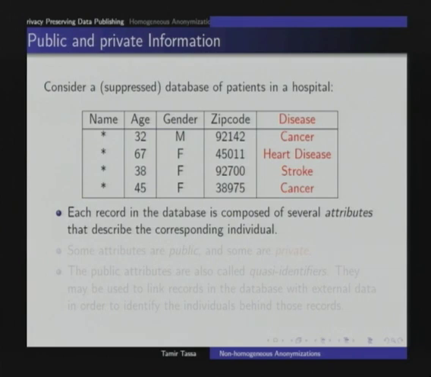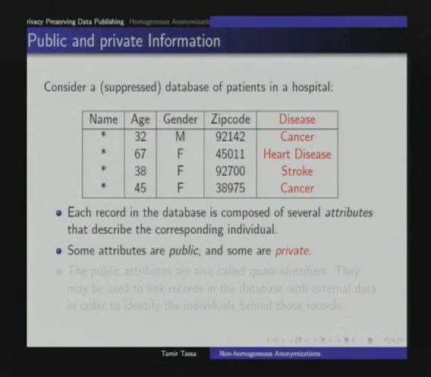So consider a database of patients in a hospital. Here we have a toy example where each record contains information about a patient, and this is a suppressed database in which we removed the identifying field. Here it is the name, and we remained also only with attributes which seem to be naive, namely not harmful.